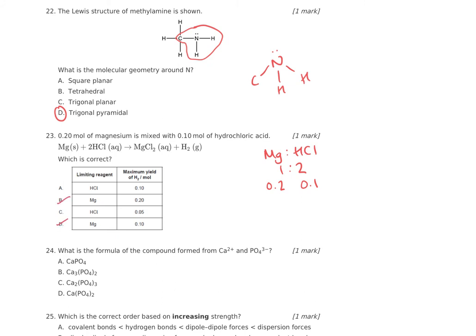Okay, and then what is the maximum of H2? So I would use the moles of my limiting to work out H2. So it's a 2:1 molar ratio for H2. So 0.1 divided by 2 is 0.05. So that's C.